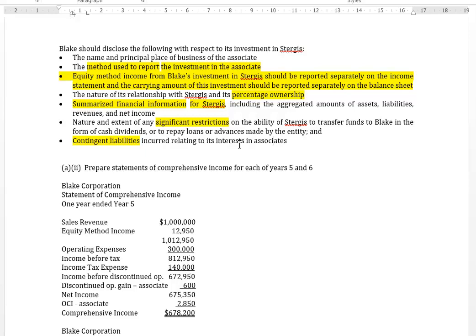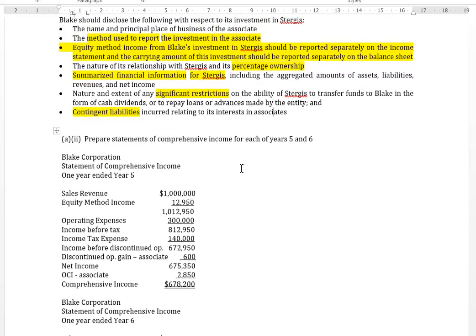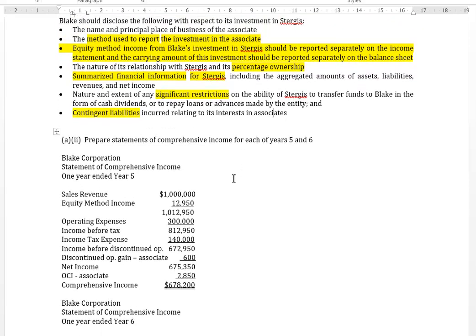So now I'm going to cut this video off here, and then I'm going to work on a second video, and we'll go through the statements and the calculation of the investment in Sturgis account in a little more detail.